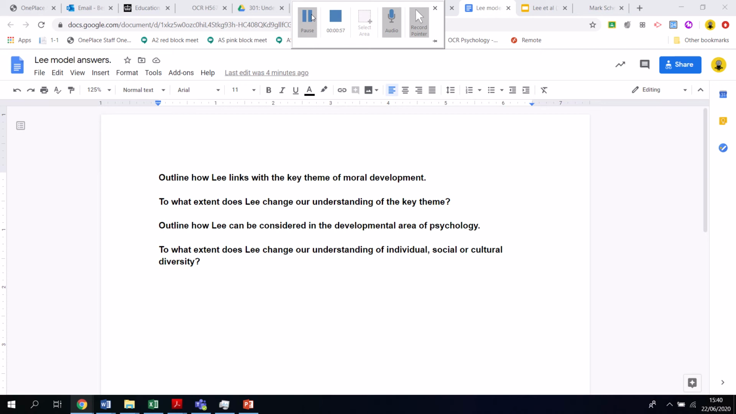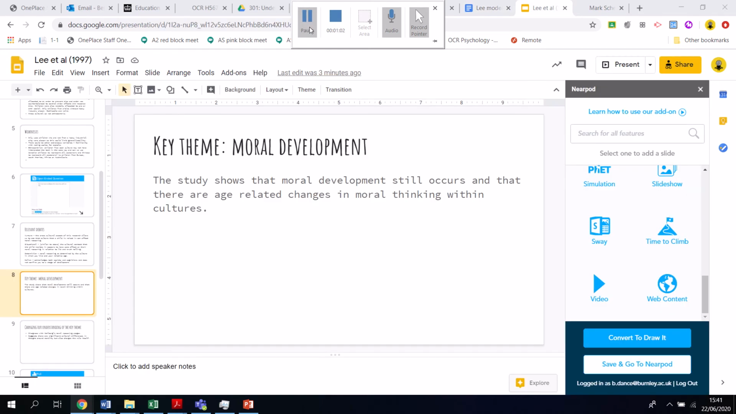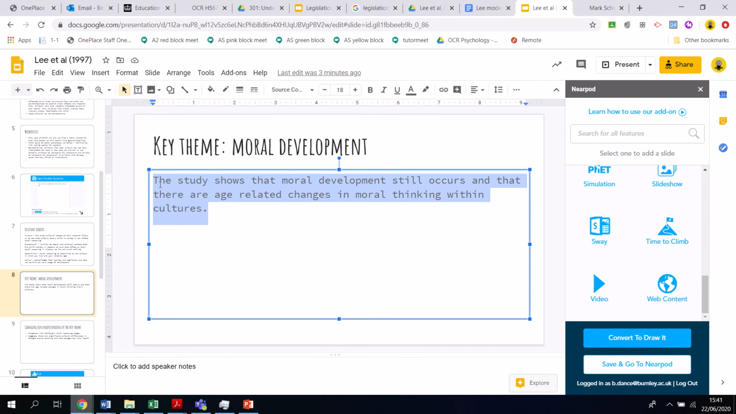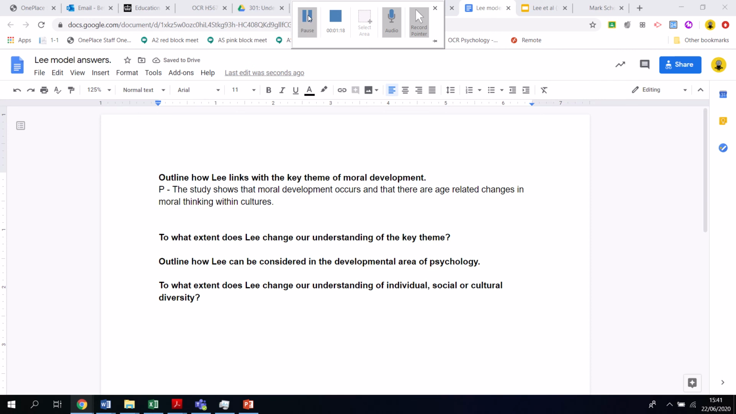So the first question: outline how Lee links with the key theme of moral development. From our lesson, we've learned that it links with the key theme of moral development because it is showing that moral development still occurs and that there are age-related changes in moral thinking within cultures. I'm going to use that to form part of my answer. In answering this question, it is going to be just a simple P paragraph. So I've taken the information from that previous slide and inputted it here. The study shows that moral development occurs and that there are age-related changes in moral thinking within cultures.